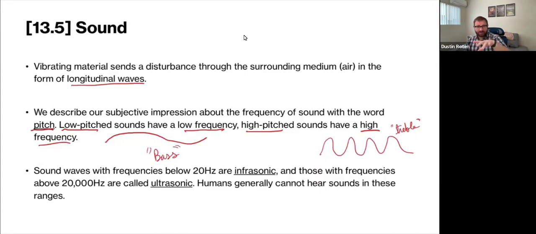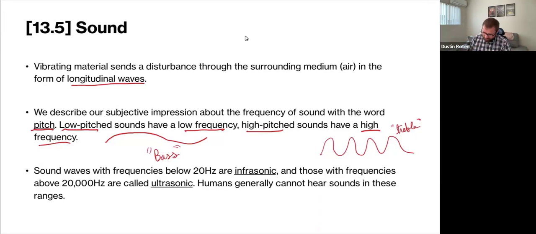Sound waves with frequencies below 20 hertz are infrasonic. This is like how elephants communicate. They actually communicate with infrasonic sound. And frequencies above 20,000 hertz are called ultrasonic. It turns out humans generally can't hear sounds in these ranges: extremely low frequency, below 20 hertz, or extremely high frequency, above 20,000 hertz.